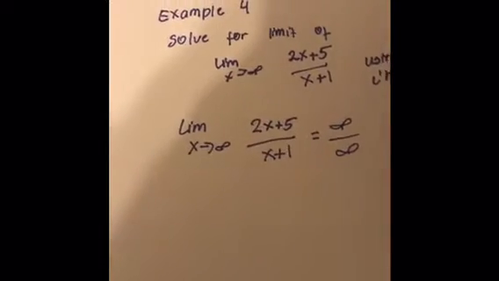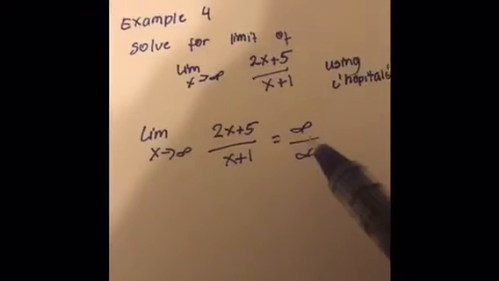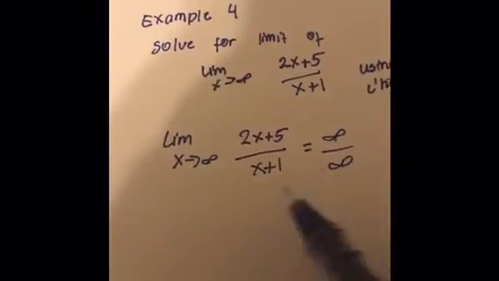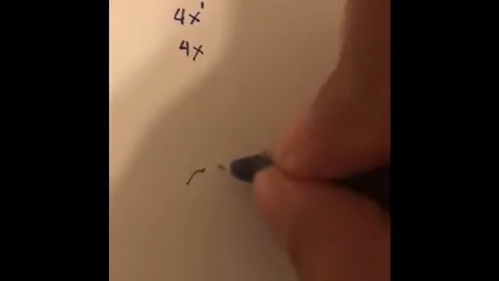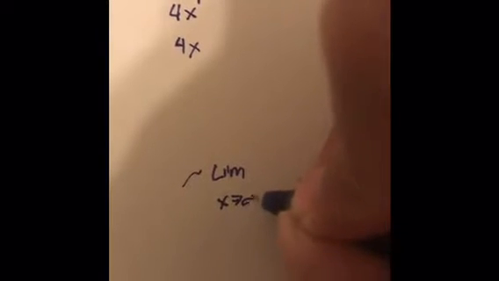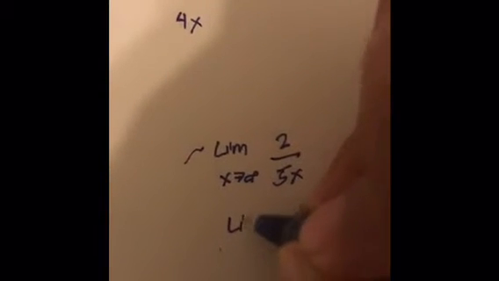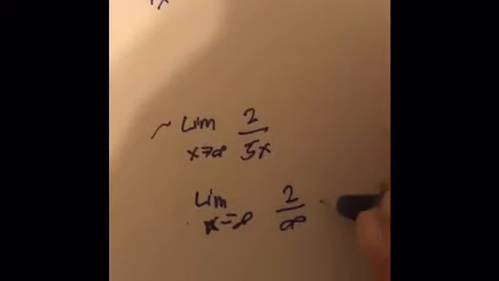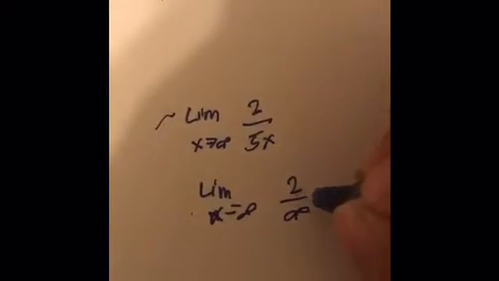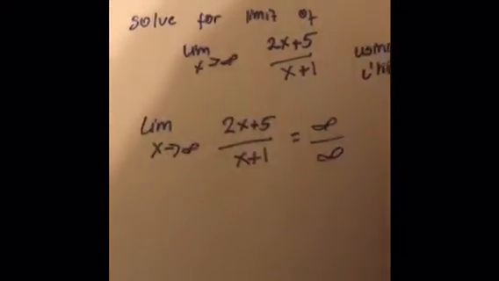Oh, quick rule, by the way. You can only use L'Hopital's rule if, after substitution, your function turns out to be infinity over infinity. If it does not, for example, you had the limit as x approaches infinity of 2 over 5x, then you plug that in, right? x is infinity, 2 over infinity, right? That's not an infinity over infinity. Therefore, you cannot use L'Hopital's rule. Well, in this case, you can.